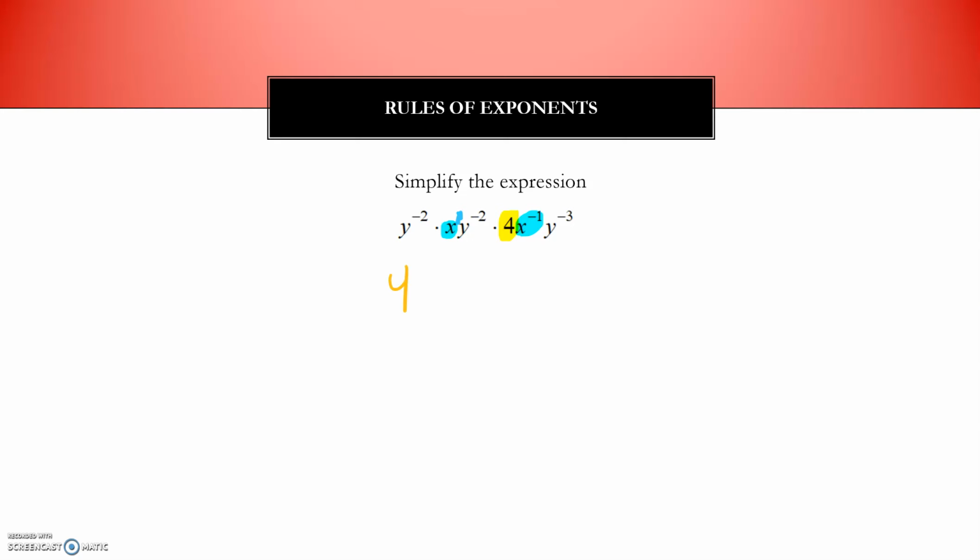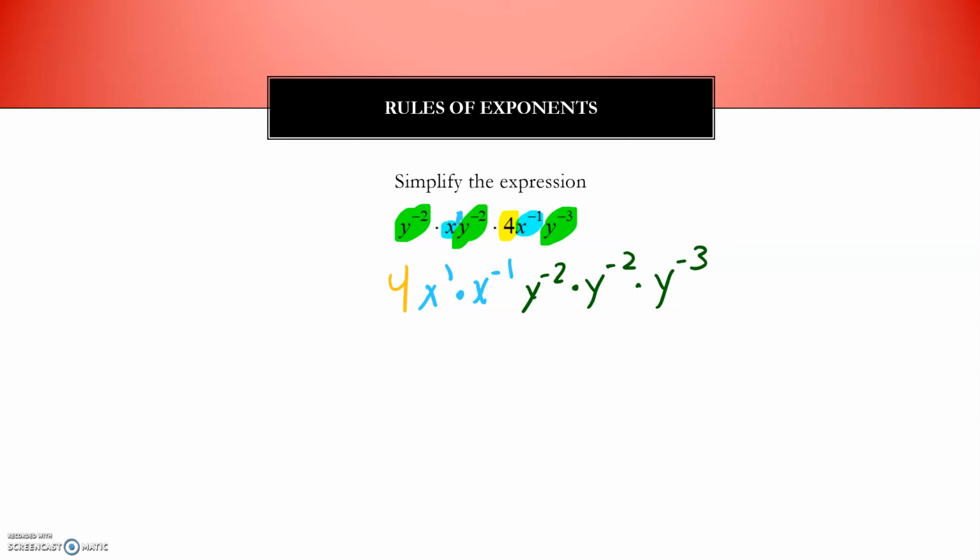And I'm going to show you something in the way that most textbooks will show you. X to the 1 times x to the negative 1. So we're going to move these around. Remember, we can do multiplication, whatever order we want, and put them together to make it easier to combine. Next is the y. So we have y to the negative second times y to the negative second times y to the negative third.